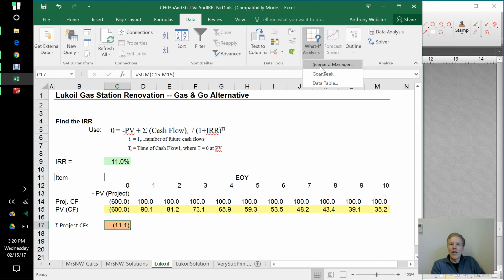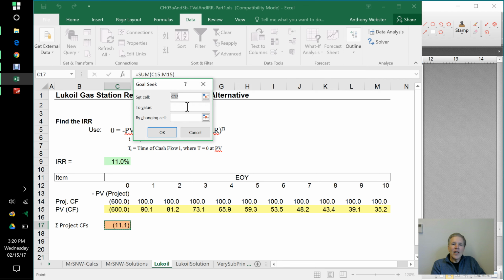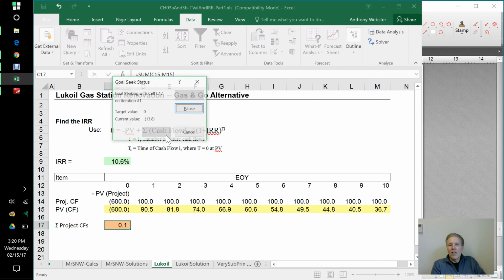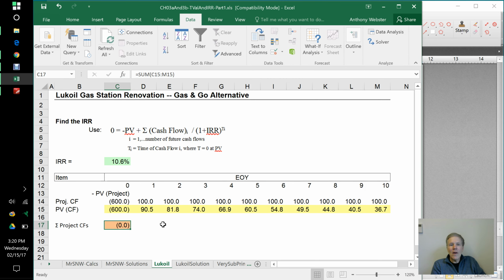So we go to data, what-if analysis, goal seek, and we need to set the sum of all the present value cash flows for the project to our value of 0 by changing what? By changing our guess at the IRR. So blammo, there we are. And here we have a nice 0. All these guys have added up to 0. And what makes them add up to 0 is a 10.6% internal rate of return. Okay, so that's our IRR.